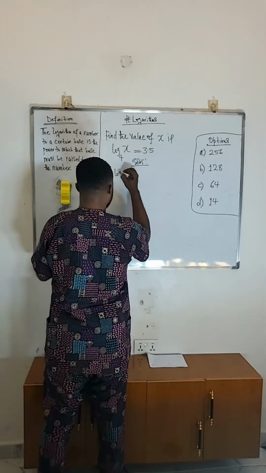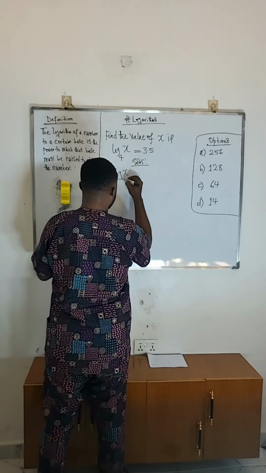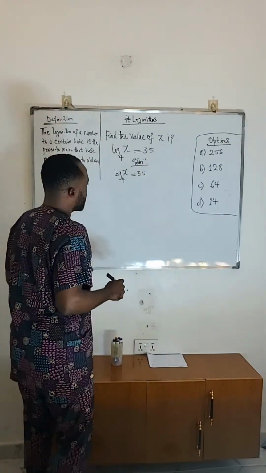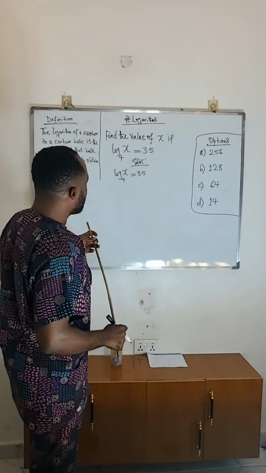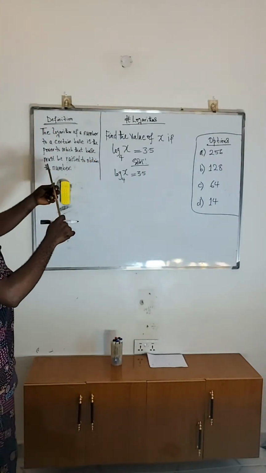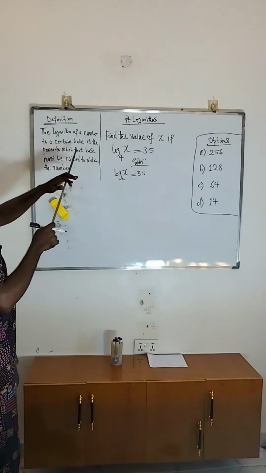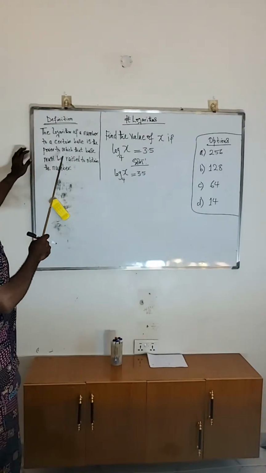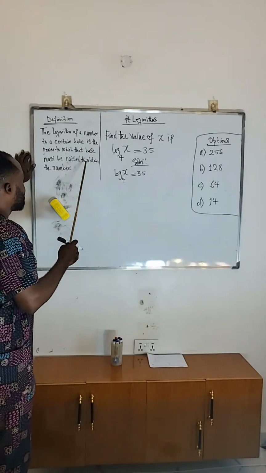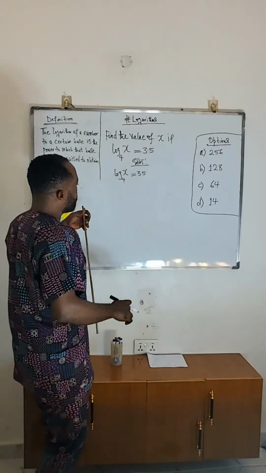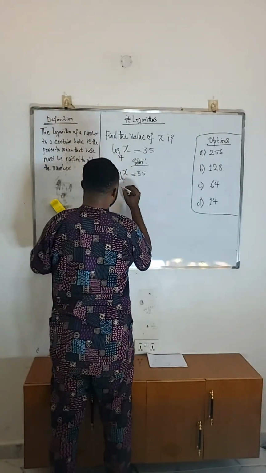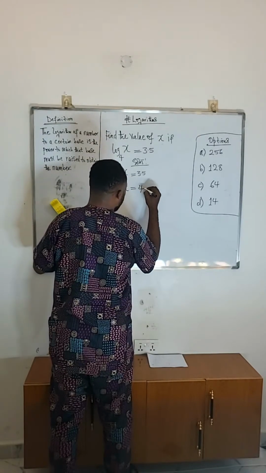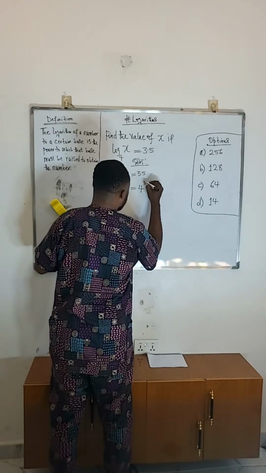You have log x in base 4 to be equal to 3.5. First of all, if you still remember the definition of logarithm, the logarithm of a number to a certain base is the power to which that base must be raised to obtain that number. So you can see here that x equals 4 raised to the power of 3.5.